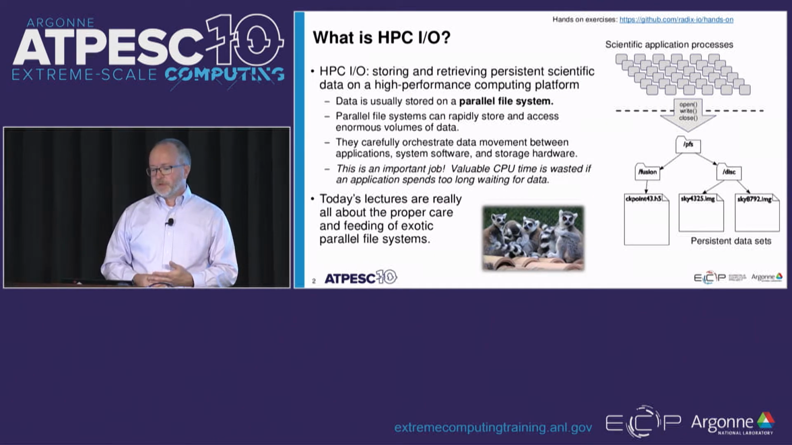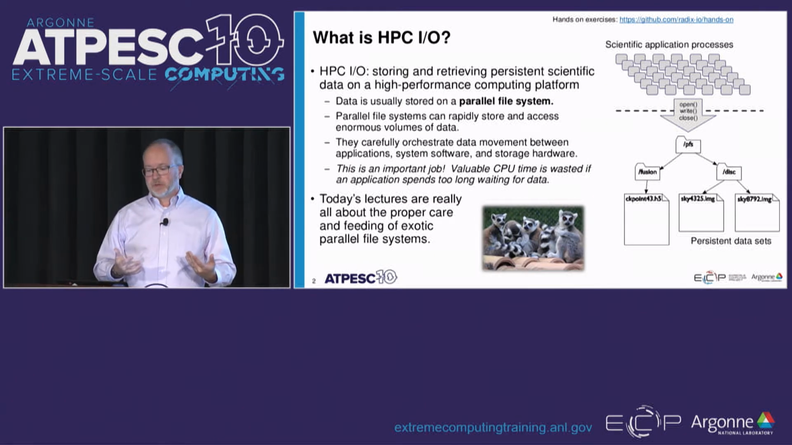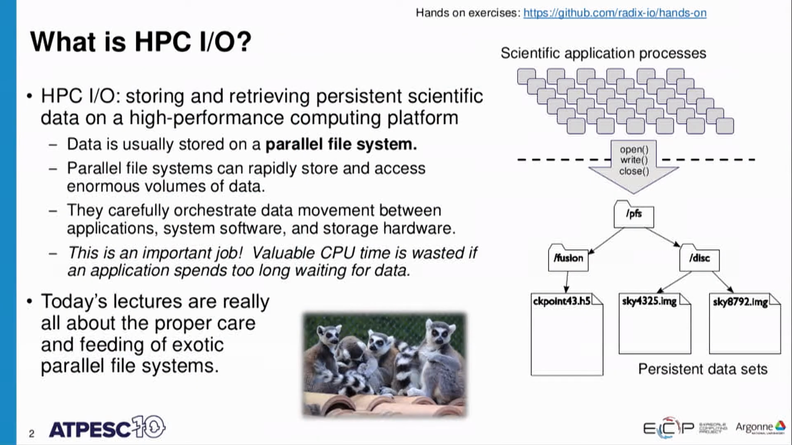And I'll start with the definition first. When we say HPC I/O, what do we mean? This is just storing and retrieving scientific data on a high-performance computer. So that's simple, right? Almost always, not quite always, but almost always, this means using a parallel file system. And parallel file systems can store and retrieve enormous amounts of data very quickly. It's great. This is a hard job.